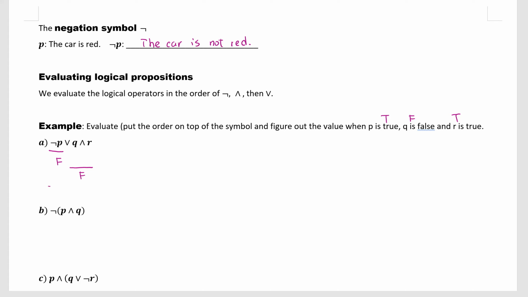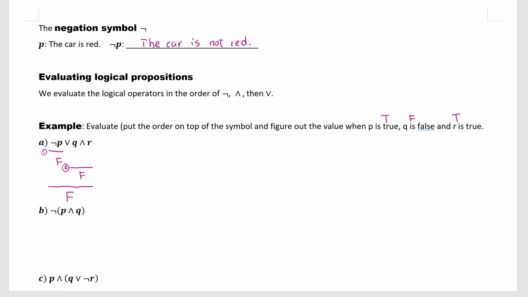Okay, then finally we have false or false. The result is false. So far, so good, everybody. Here you can see the steps. The first step, we consider not P. Because P is true, not P is false.